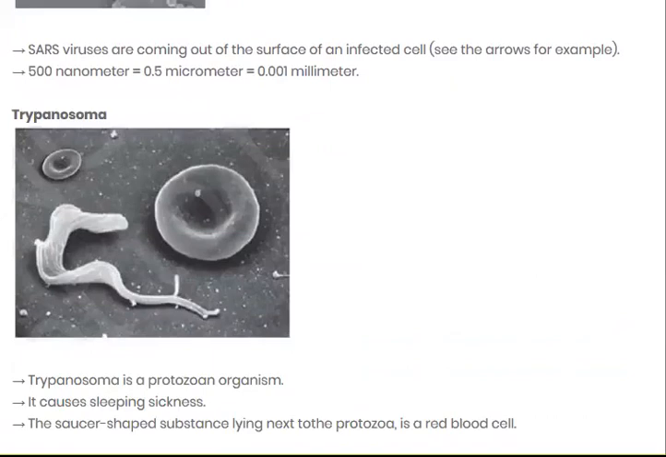It has got a saucer shape. You know, cup and saucer, like that saucer shaped substance lying next to the protozoa, that is a red blood cell. So near to the trypanosoma, you have got the red blood cell.